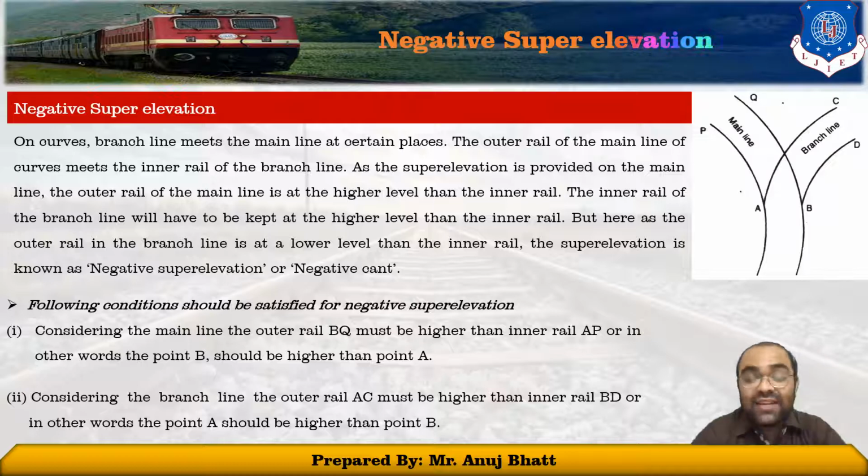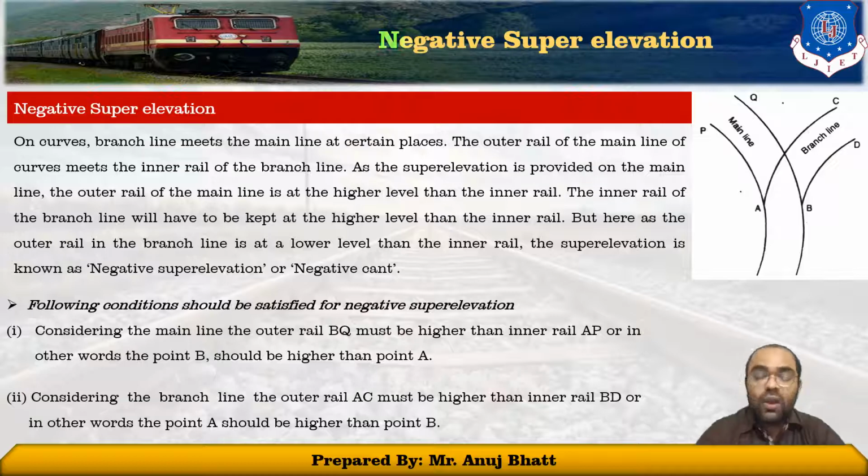Understood? That is the negative superelevation, and therefore the speed on both lines must be restricted, particularly on the branch line. So this is the actual concept of providing the negative superelevation. We cannot provide a rise at the same time on both rail lines. So what we do is provide the higher elevation on the main line, and keep a lower elevation on the branch line.